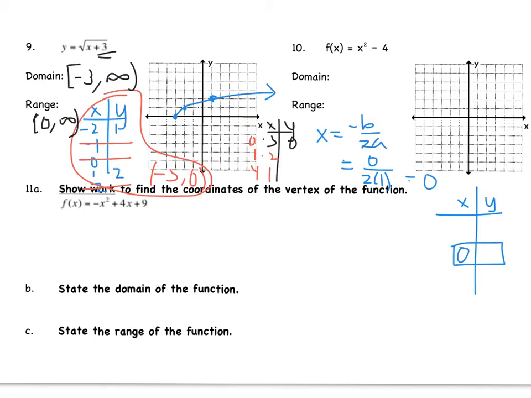If I plug in 0, I get -4. So then I'm going to go down 2, and I go up 2. If I plug in 1, I get 1 squared minus 4, which is -3. If I plug in 2, I get 2 squared, which is 4. 4 minus 4 is 0. If I plug in -1, I get 1 minus 4, which is -3. If I plug in -2, squared is 4. 4 minus 4 is 0.